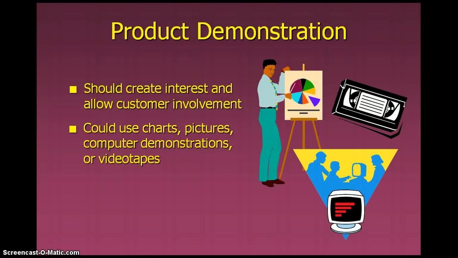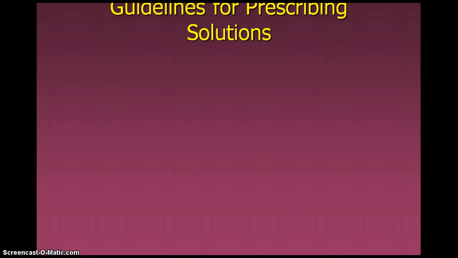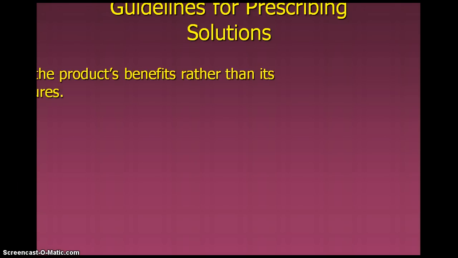A couple different ways. If you can't actually physically do it, by testing a car, driving it, putting on a pair of jeans, shoes. Maybe you can do it with a chart. Maybe you can do it with a video. Maybe you can do it with some sort of other hands-on interaction without the product that you can actually show the customer. Some guidelines for step 3 for prescribing solutions.